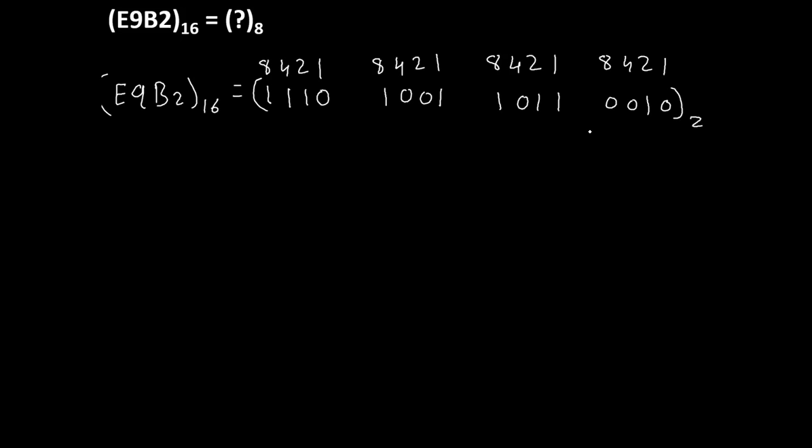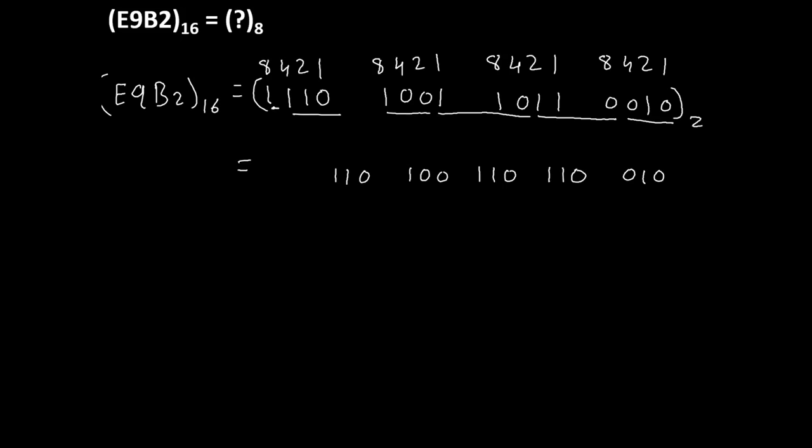Now in order to convert it into octal, we will make groups of 3 digits. From left to right, the first group will be 010, the second group will be 110, the third group will be 110, the fourth group will be 100, the fifth group is 110, and for the last group we have only 1. In order to make a group of 3 digits, we will add 2 more zeros over here.